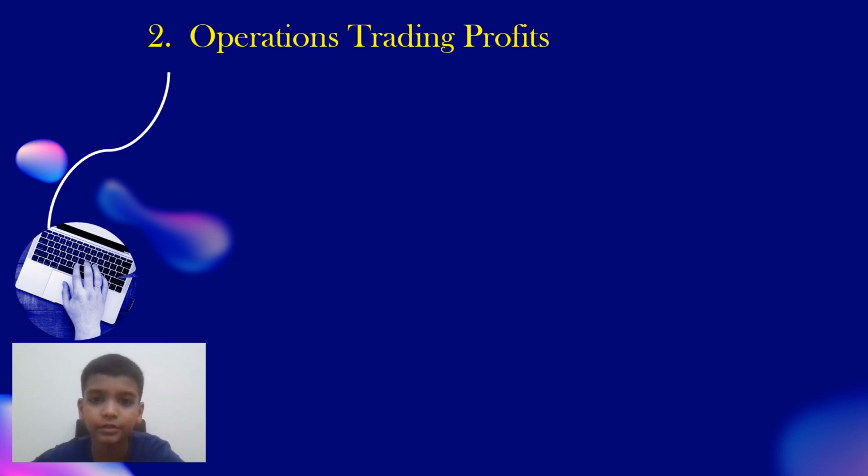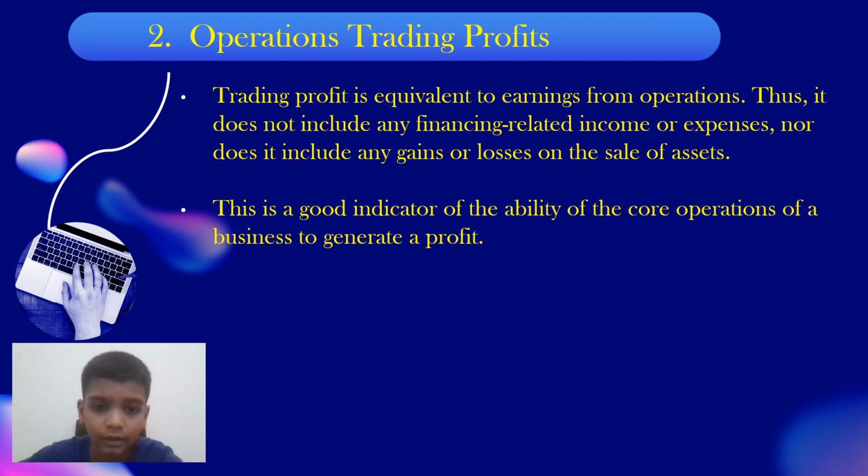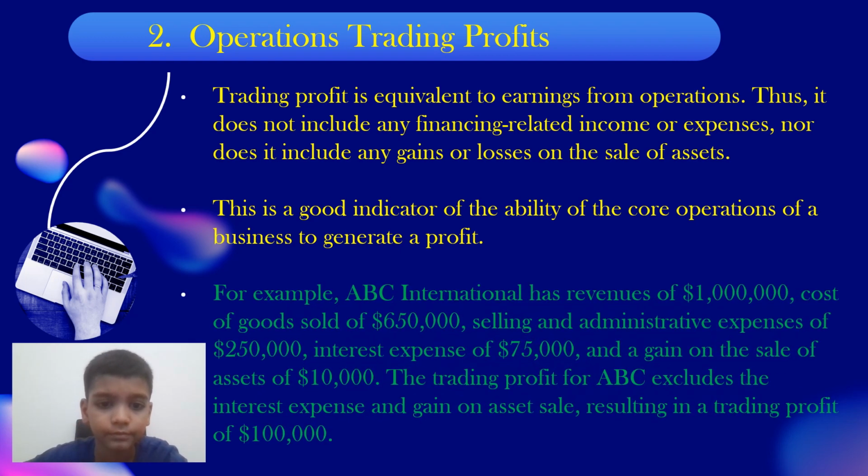Number 2, operations trading profits. Trading profit is equivalent to earnings from operations, thus it does not include any financing related income or expenses, nor does it include any gains or losses on the sale of asset. This is a good indicator of the ability of the core operations of a business to generate a profit.